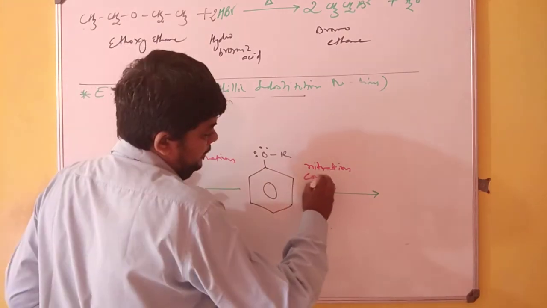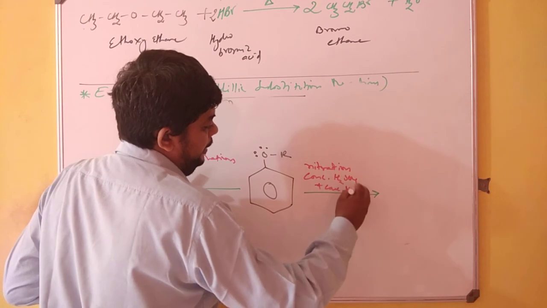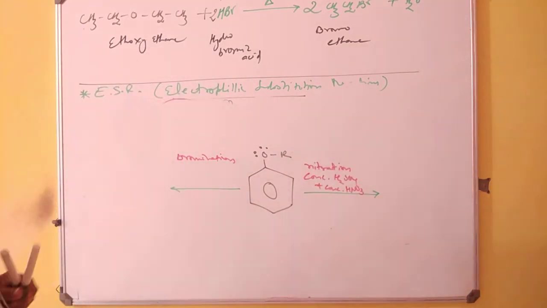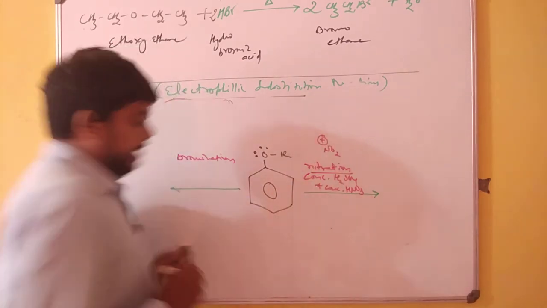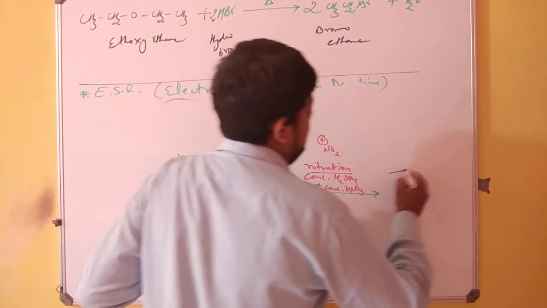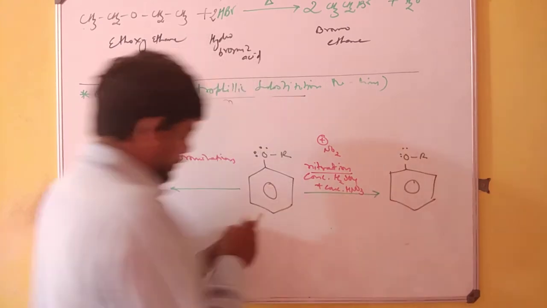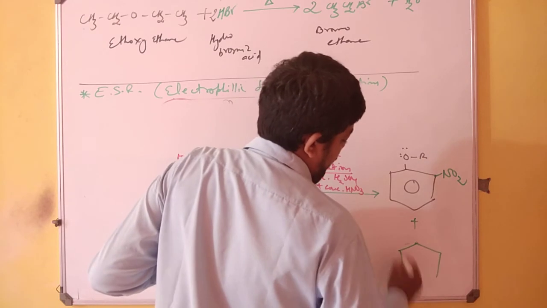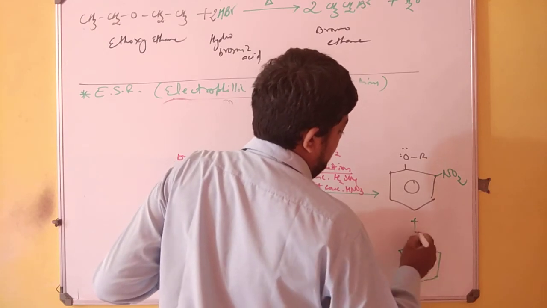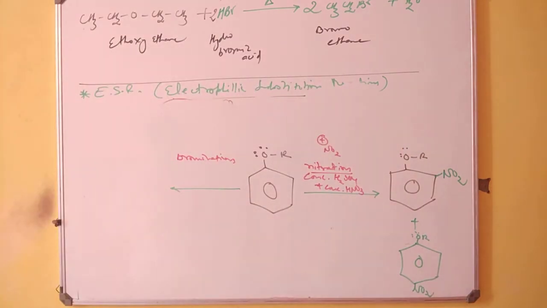Whenever we say nitration, it is concentrated H2SO4 plus concentrated HNO3, and we very well know that in this nitration reaction NO2+ electrophile is generated, and this generated NO2+ electrophile will always attack either at the ortho position or at the para position. So we always get a mixture of ortho and para nitro substituted ethers.